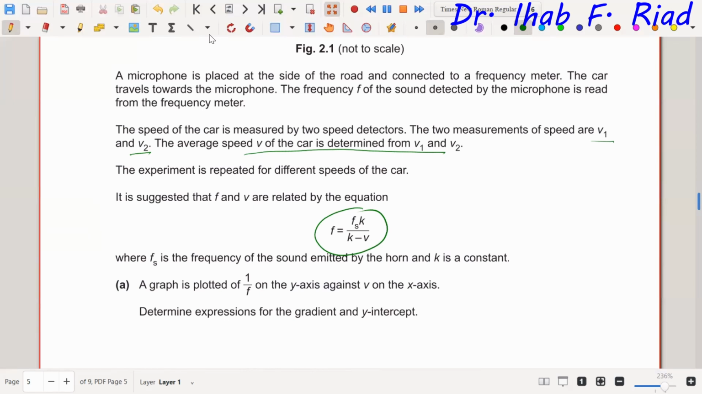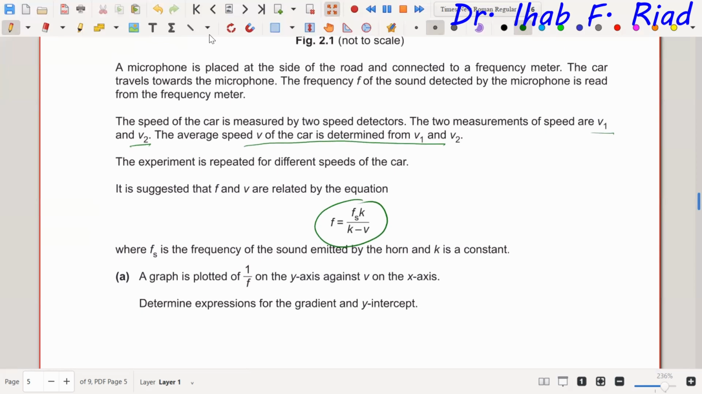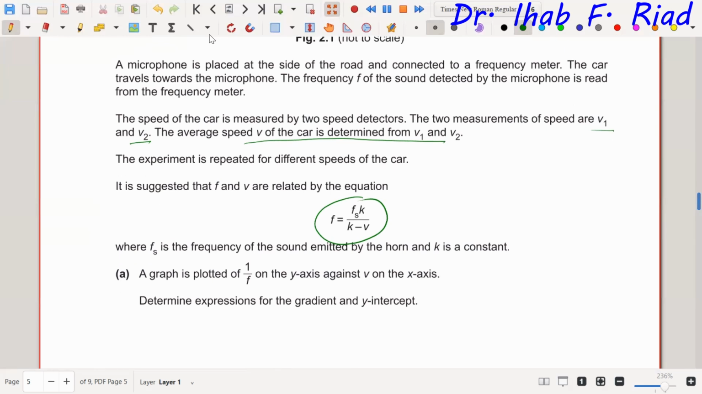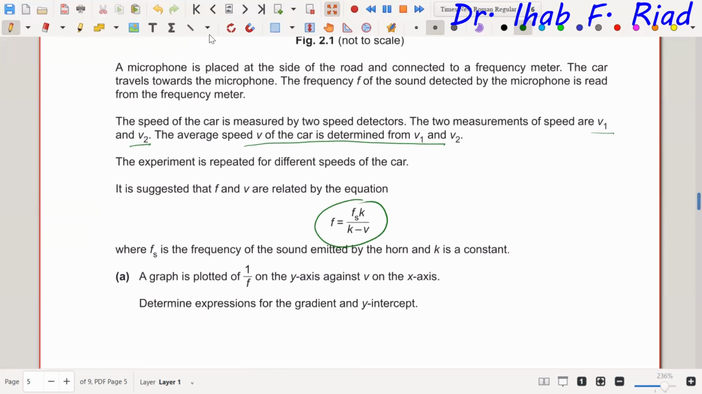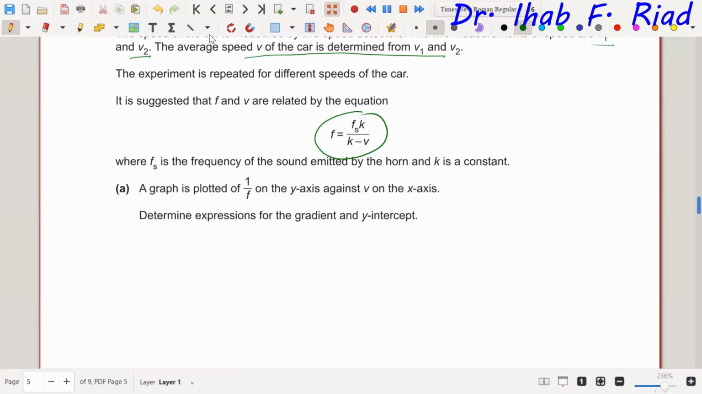He's telling us a graph is plotted of 1 over F on the y-axis and V on the x-axis, right? So can we tell which one is the dependent, which one is the independent? V is the independent and F is the dependent. Good. So how are we going to handle this equation to look like that of a straight line? What do you think? First, we'll write y equals mx plus c.